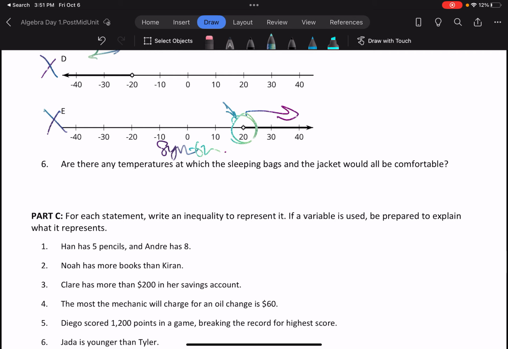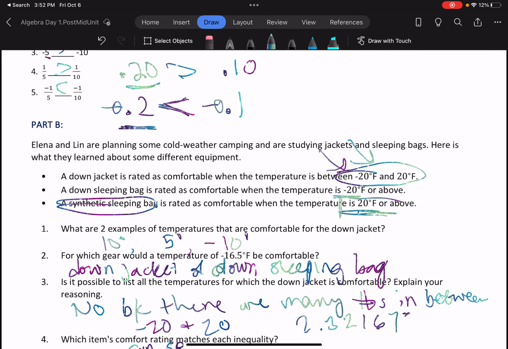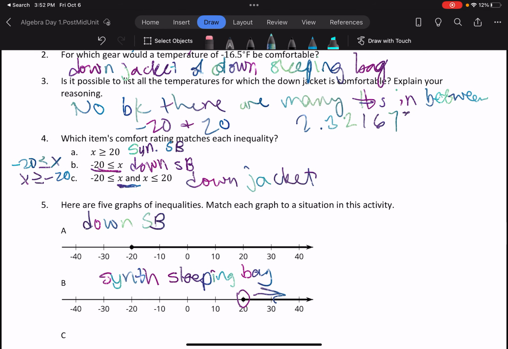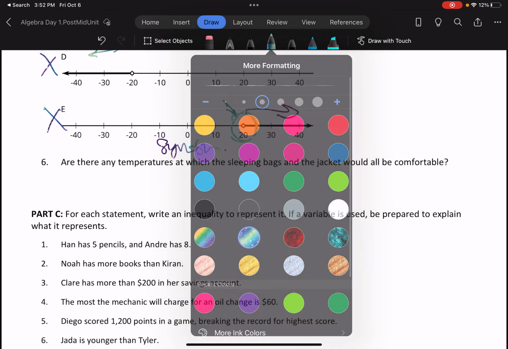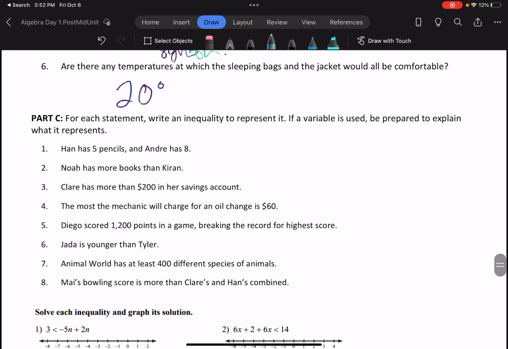All right, are there any temperatures at which the sleeping bags and the jacket would all be comfortable? So let's see. If we were to look at 20 degrees, that's the only thing that works for the synthetic sleeping bag, right? And it says that a down sleeping bag is for negative 20 or above, so that would include 20. And the down jacket is between these. So if we assume that the down jacket can handle up to 20 degrees, it might be a little warm, but 20 degrees is kind of that number that borders all of them. All right, or is included in all of them.